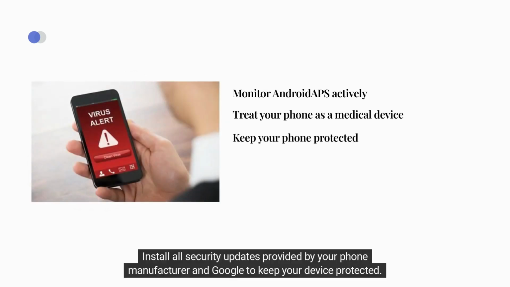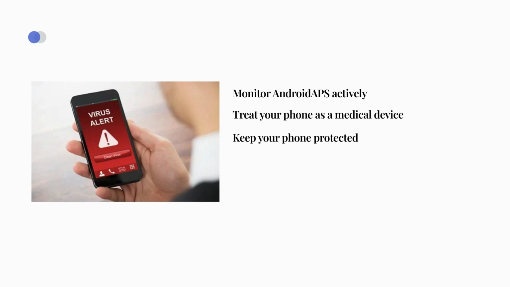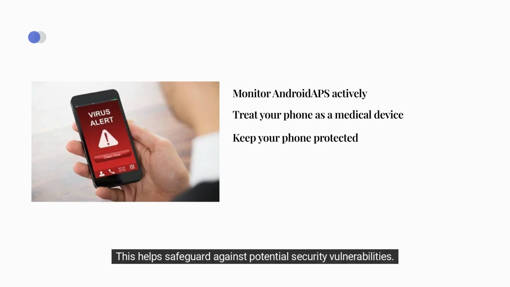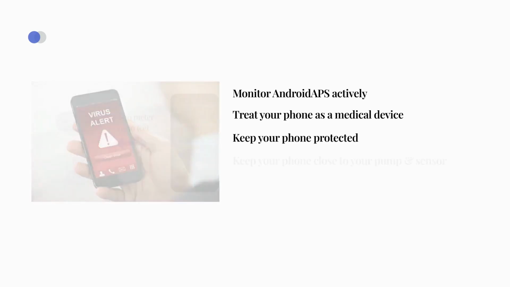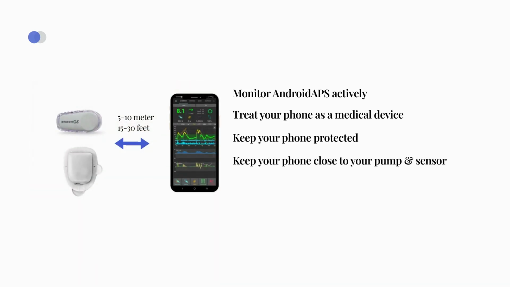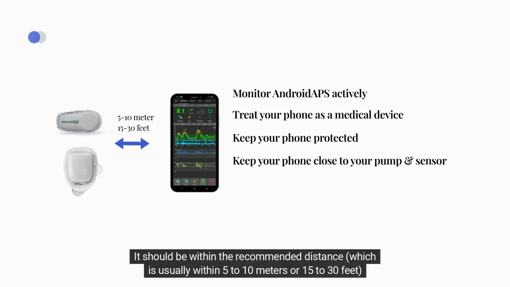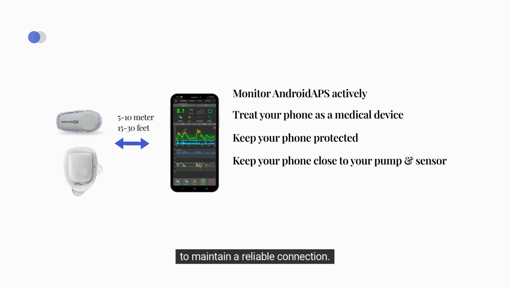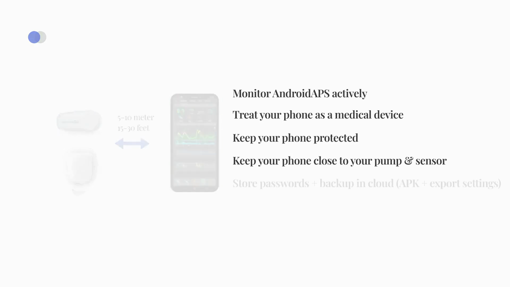Install all security updates provided by your phone manufacturer and Google to keep your device protected. This helps safeguard against potential security vulnerabilities. Keep your mobile phone in close proximity to your insulin pump and CGM. It should be within the recommended distance, which is usually within 5 to 10 meters or 15 to 30 feet, to maintain a reliable connection.